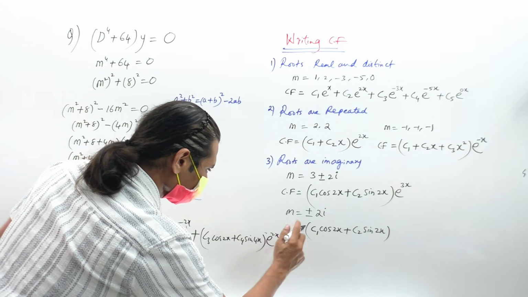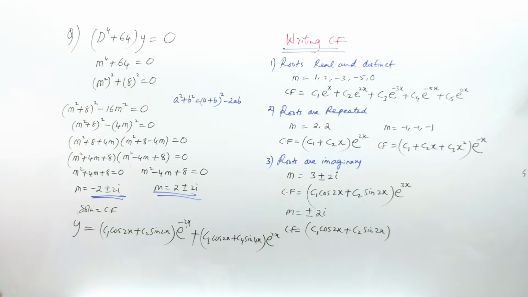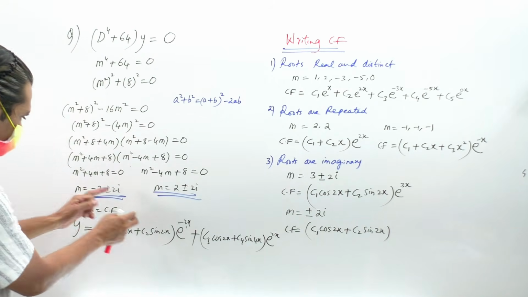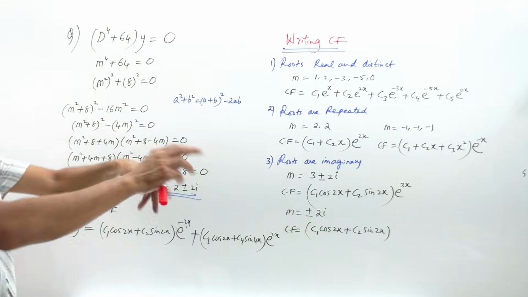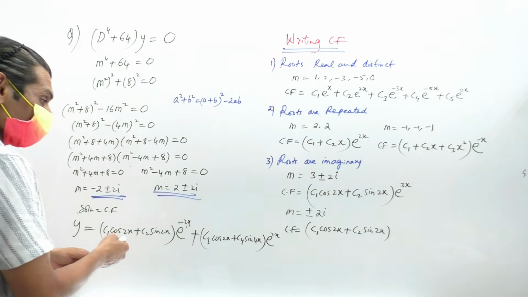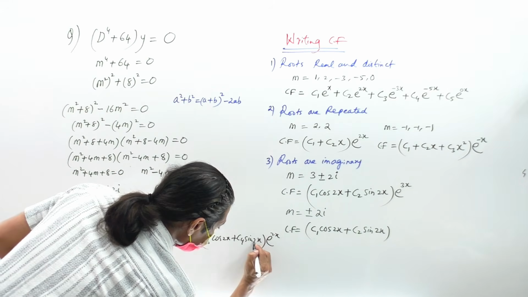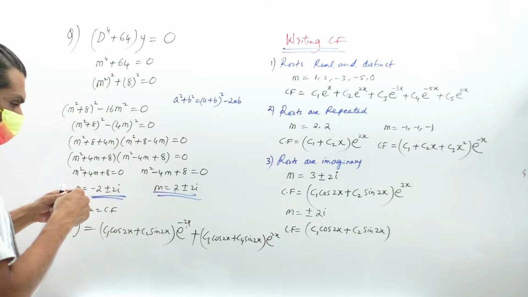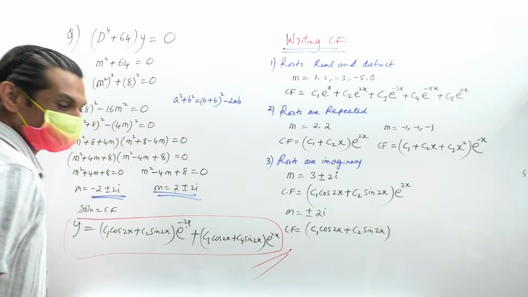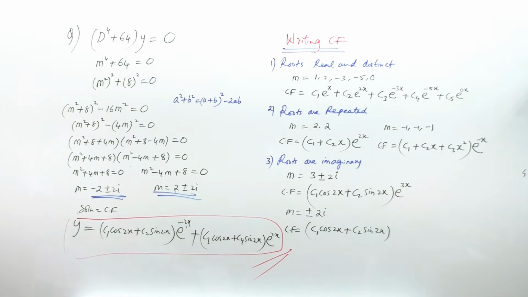That's it. So what I got here for the imaginary roots plus minus 2i: C1 cos 2x plus C2 sin 2x into e raised to minus 2x. The next 2 roots give C3 cos 2x plus C4 sin of 2x whole bracket into e raised to the real part, 2x. That's the solution. Beautiful. I hope you clearly understood how to solve this.